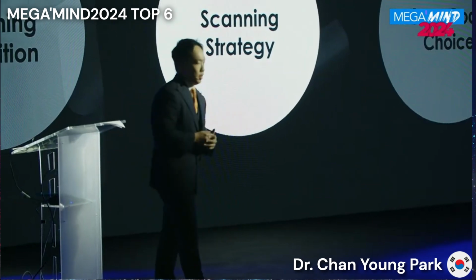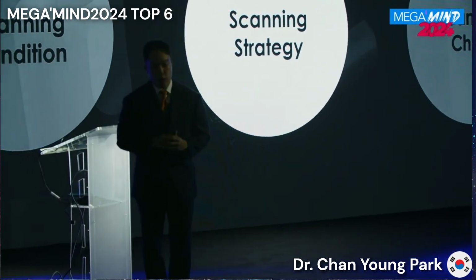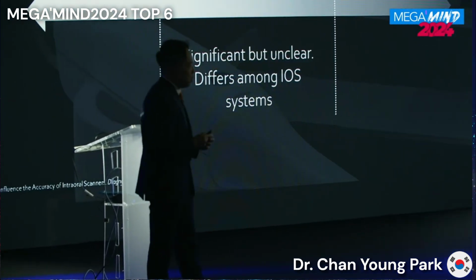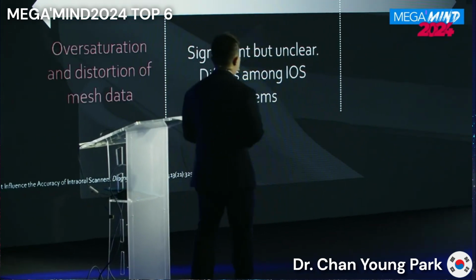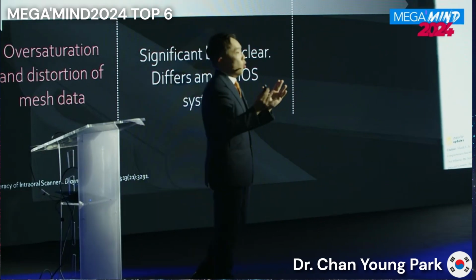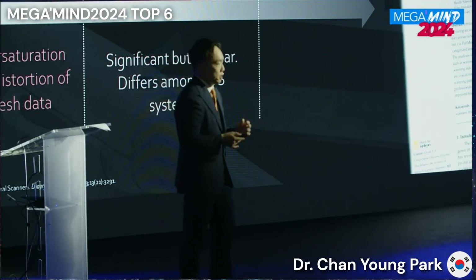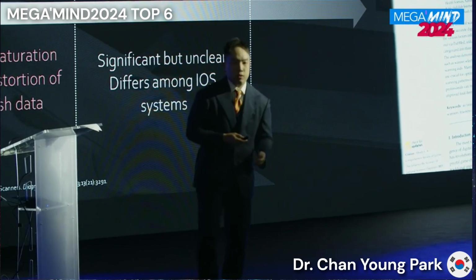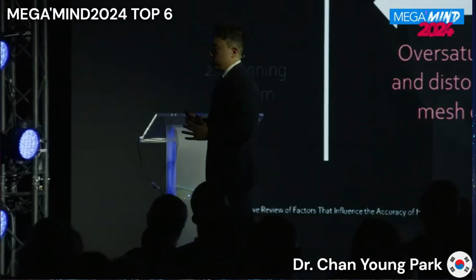And next is the scanning strategy. About the optimal scanning distance, it is still not clear, but evidence says that too short a scanning distance will cause oversaturation of the stitching of the data and may cause distortion when it is converted to the mesh data.